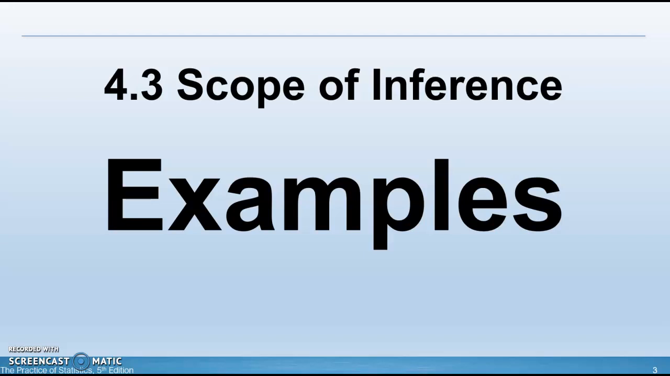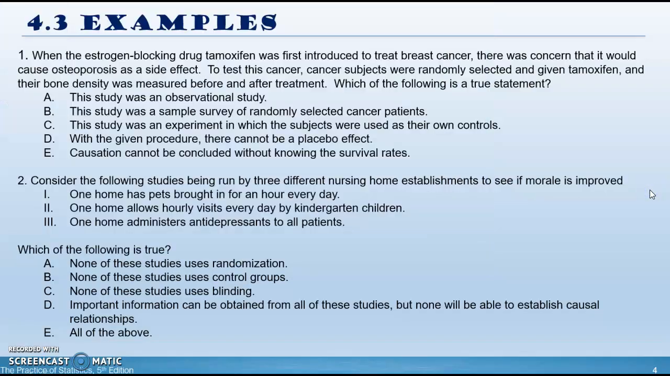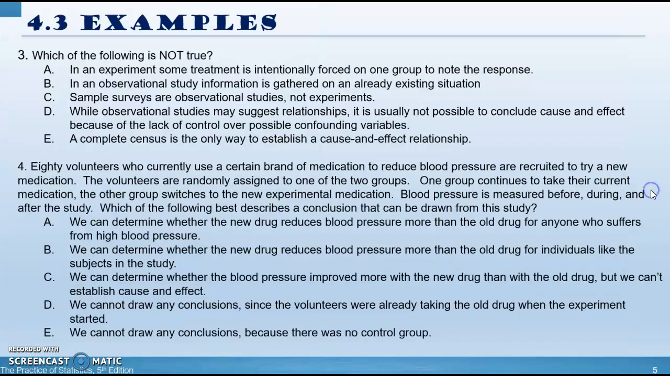For the examples, I'm going to go ahead and just give you the answers, and tomorrow when I'm back, I'll be able to answer any questions you might have about them. So if we look at the first one, you should have gotten C. For number 2, you should have E. Number 3 would be E, and number 4 would be B.